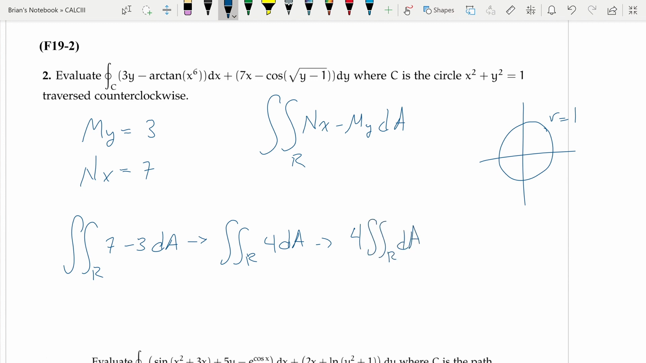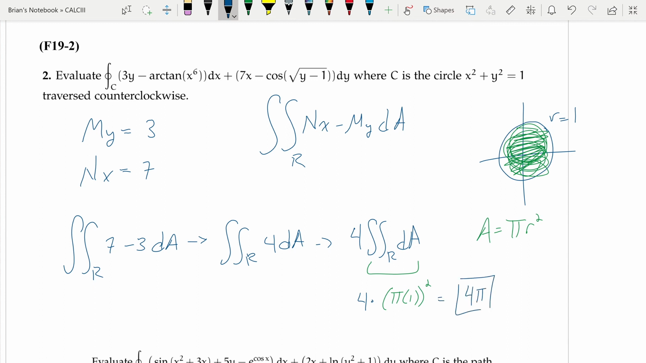And you say, okay, that's great. Where do I go from here? Remember, this is just the integral of the area. It's all of the little points summed up, and it's just asking for the area of that region. The area of that region is pi r squared with a radius of 1. So it'll just be 4 times pi times 1 squared. I'm trying to keep my colors consistent. 4 times pi r squared, which is just equal to 4 pi.